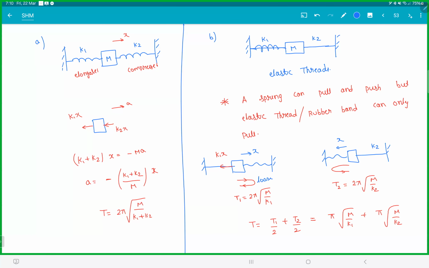When you're going to the right, the spring will also push, isn't it? This will become K1 plus K2. Getting the difference? When you go to the left, it behaves like there are two springs now.